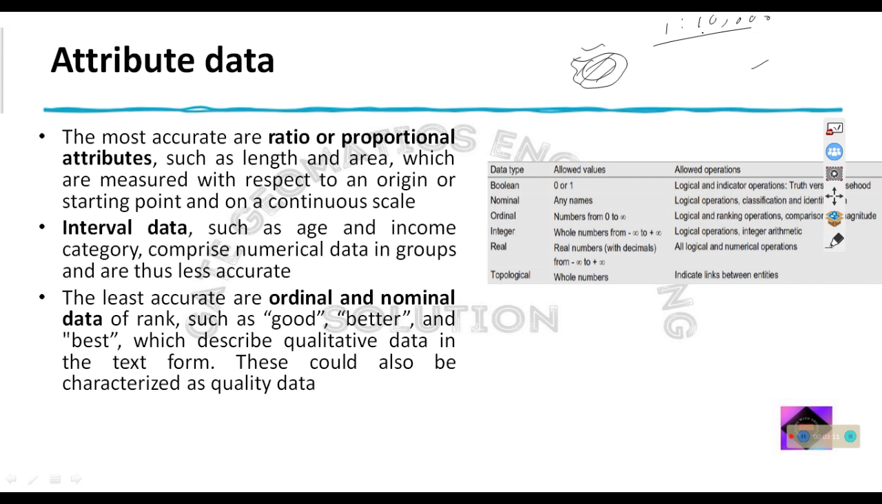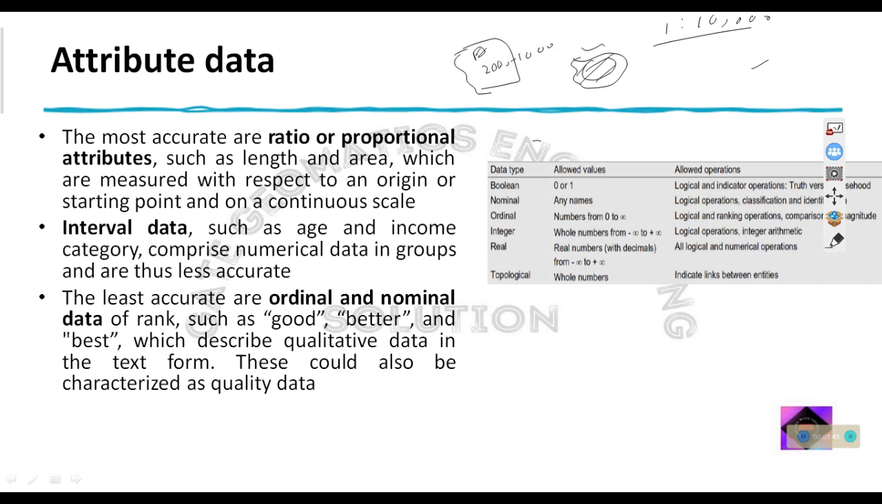And then the interval data. Suppose there is one map. The map represents the population of that area. So yellow, black color is representing 2000 to 10,000 population, and any other color is representing some other population. So that interval is represented based on the interval attribute in that map.